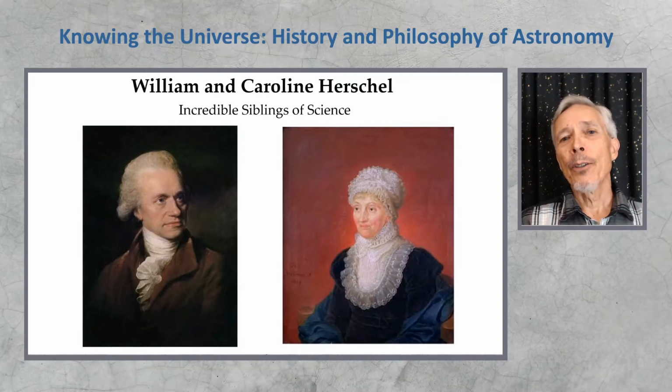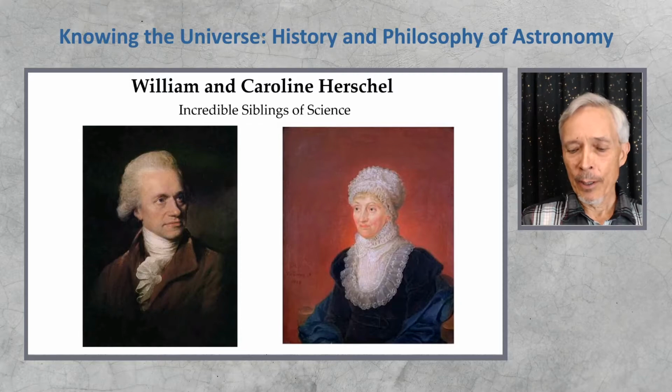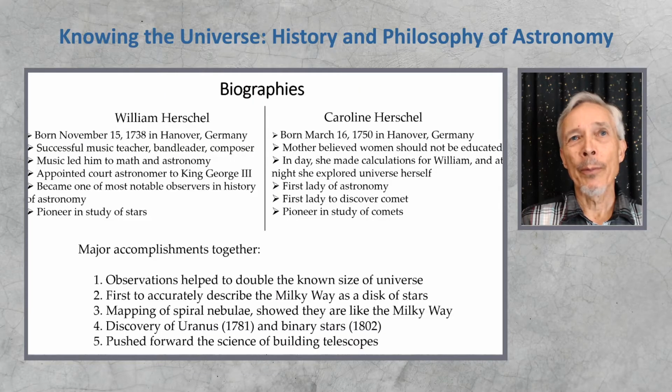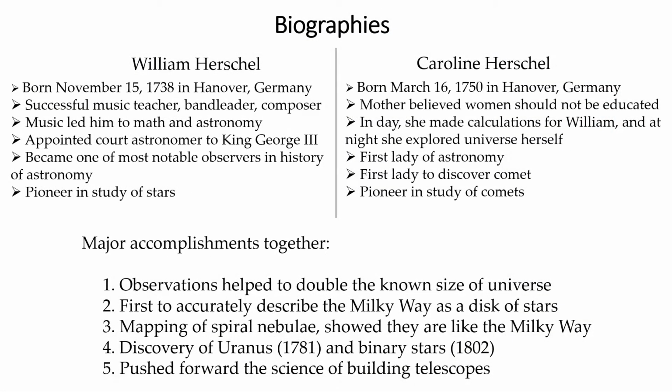Now we consider the incredible siblings of science, William and Caroline Herschel. They are major figures in the history of astronomy, and Caroline Herschel, of course, was an unsung heroine of her time, but she was a full partner in the observations made by her brother. We can look at their biographies here. They were both born in Hanover, Germany, and moved to the United Kingdom. Actually, the Herschels were escaping a brutal, long war, the 30 Years' War, that was roiling Europe at the time.